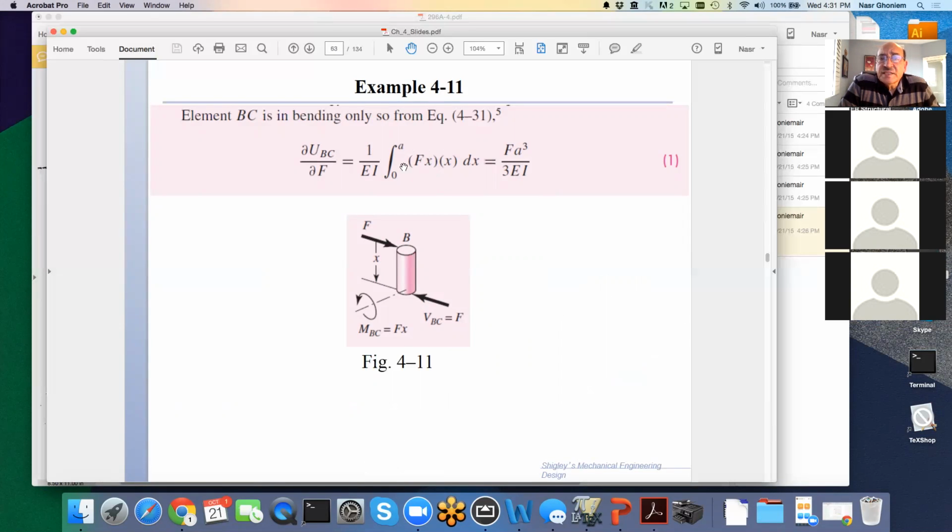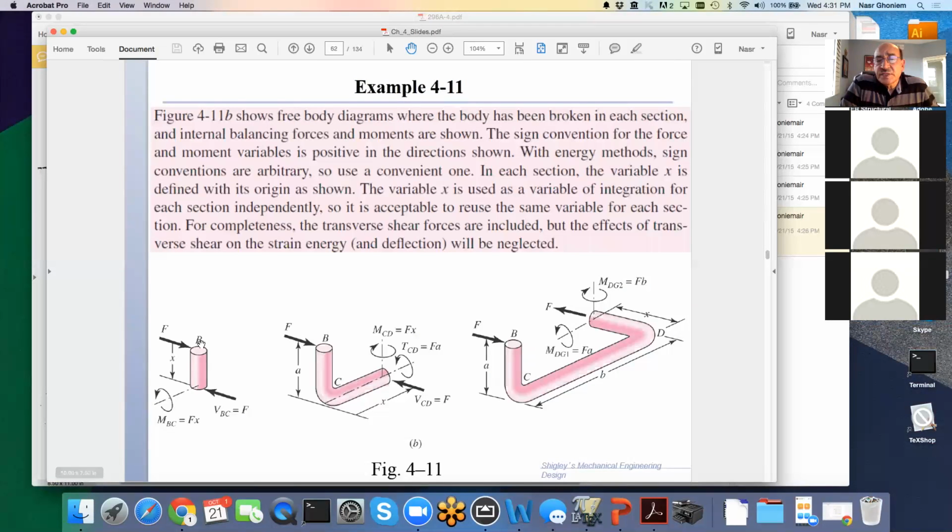And then when we take the derivative of Fx with respect to F, I get X. And then I integrate and divide by EI. That gives me the deflection due to the energy stored in this section BC. And I integrate it from 0 all the way to A. And then I store it on the side. So I solved maybe 1/3 of the problem, which is this one here.